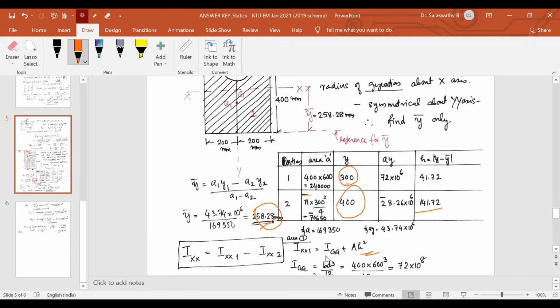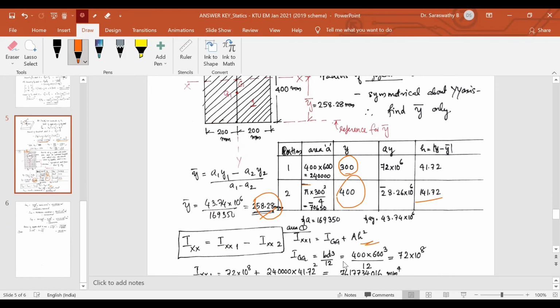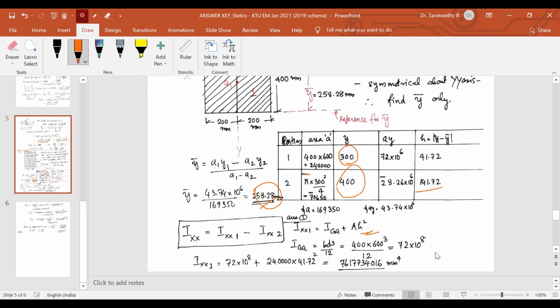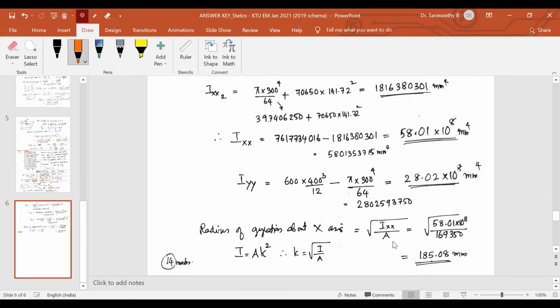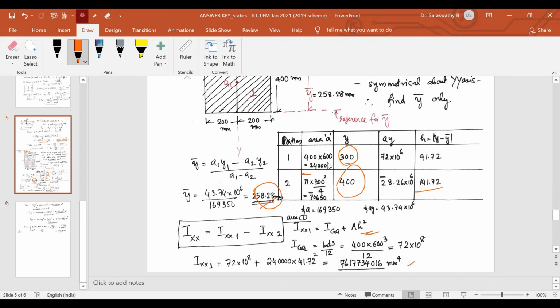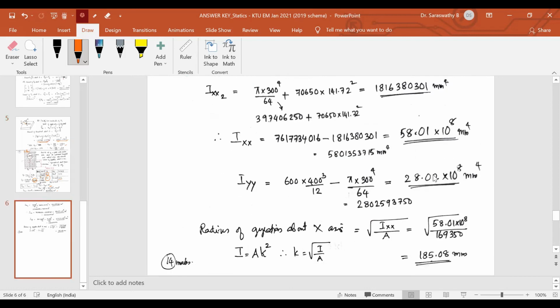Now, for the rectangle, moment of inertia Igg is b d cube by 12. So b d cube by 12 we have written here, plus a, this is area, h 41.72. So we have got the moment of inertia of the first rectangle about the centroidal axis. Coming to the circle, second area, Igg is pi d raised to 4 by 64. This is a, this is h, this is area 70650. This is 141.72. So we have written Igg plus a h square. This is the total value. So the moment of inertia of this entire section is Ixx of 1 minus Ixx of 2. So we'll get the moment of inertia of this entire section about xx axis.